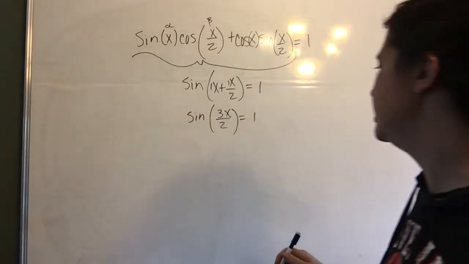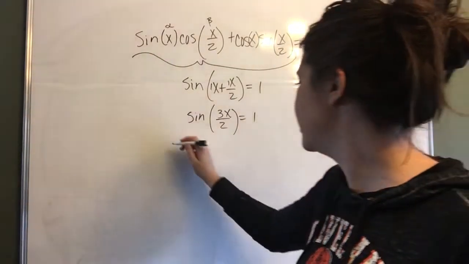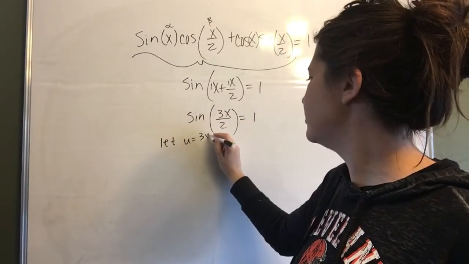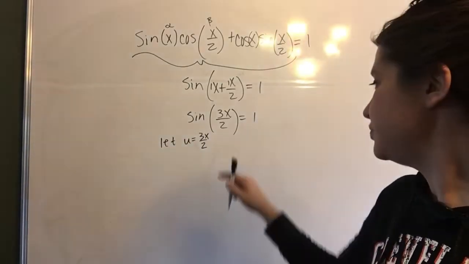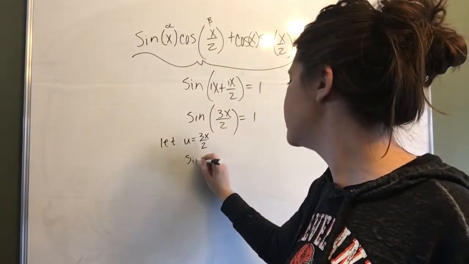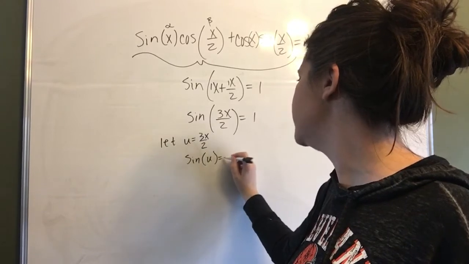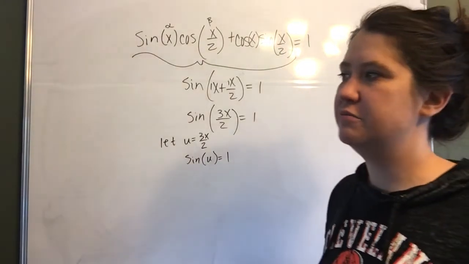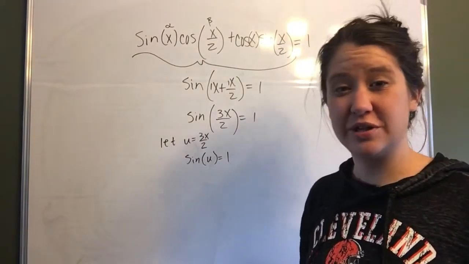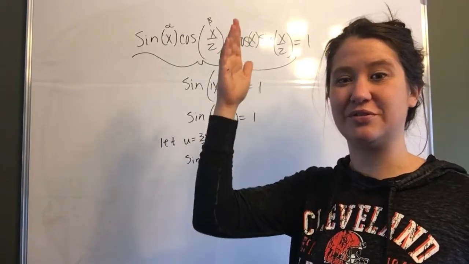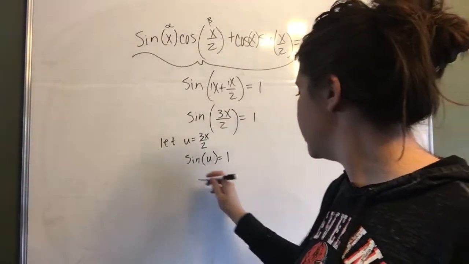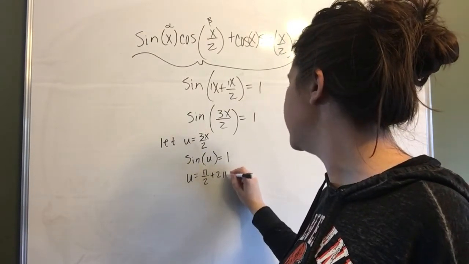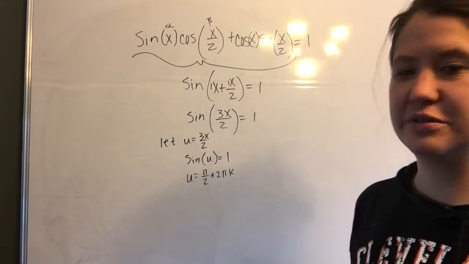Now, we need to make a substitution. All right, so we're going to let u be our placeholder here for 3x over 2. So if we make that substitution, we're left with needing to solve sine of u equaling 1. So where does sine equal 1? Where does the y-coordinate on the unit circle equal 1? That only happens at the top of the unit circle, right? So that's at pi over 2. So we'll put plus 2 pi k onto this, to represent all the coterminal angles with pi over 2.